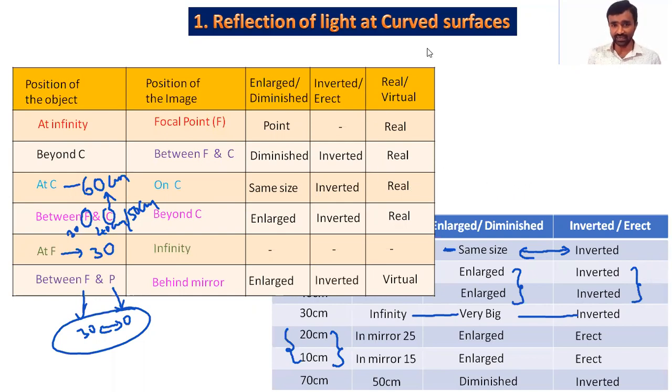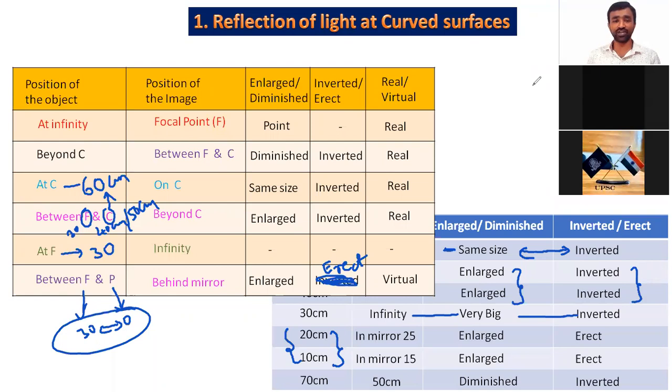virtual and erect. So here it is erect. I wrote inverted. This is a mistake. This is an erect image. Last characteristic was a mistake. Erect image, right? It is an erect image. So enlarged, erect, and virtual.